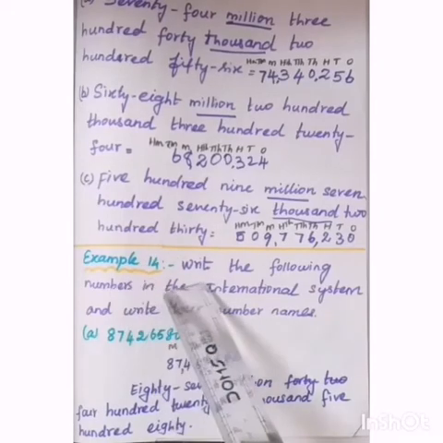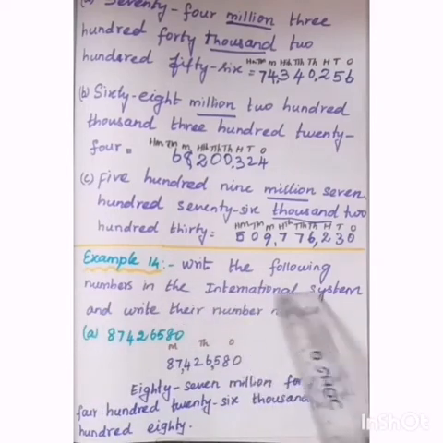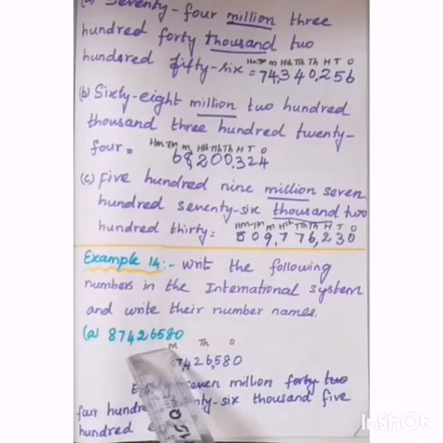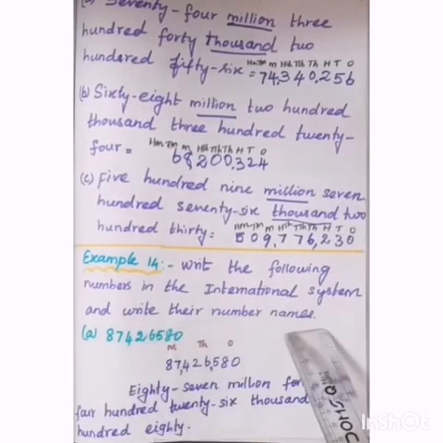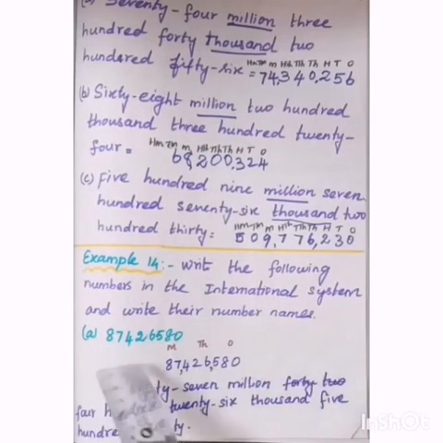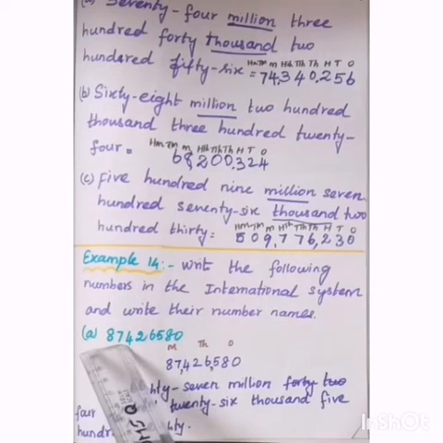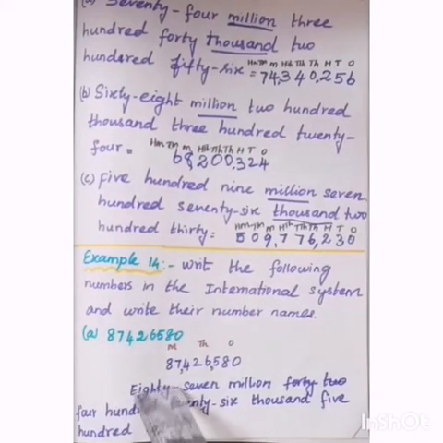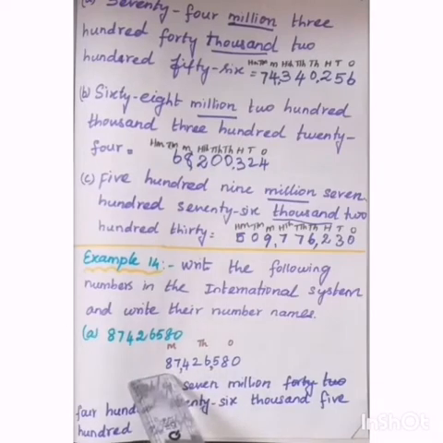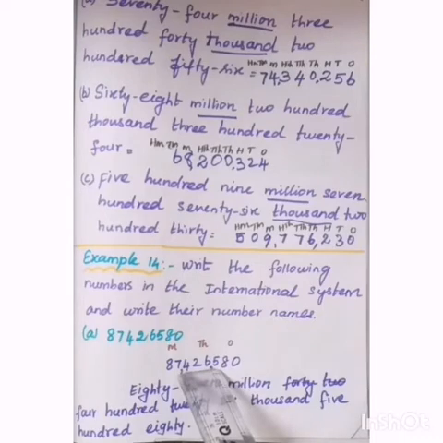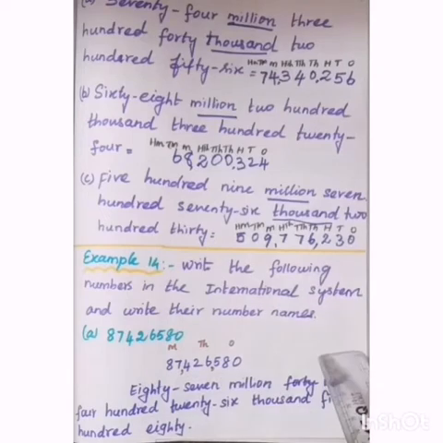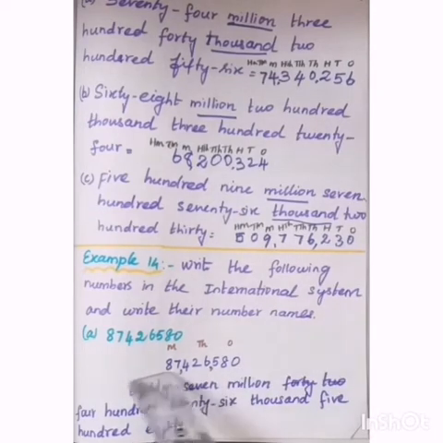Example 14. Write the following numbers in the international system and write their number name. Here they given some numbers. You have to write this in the international system and also write its number name. First of all, you write the number, the same number given in the question. After that, you divide the given number according to the periods of the international system: ones, thousands, million.